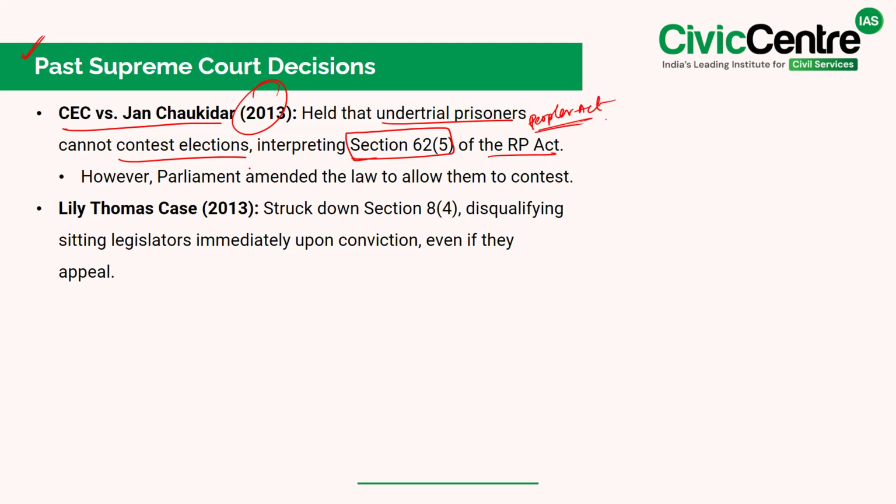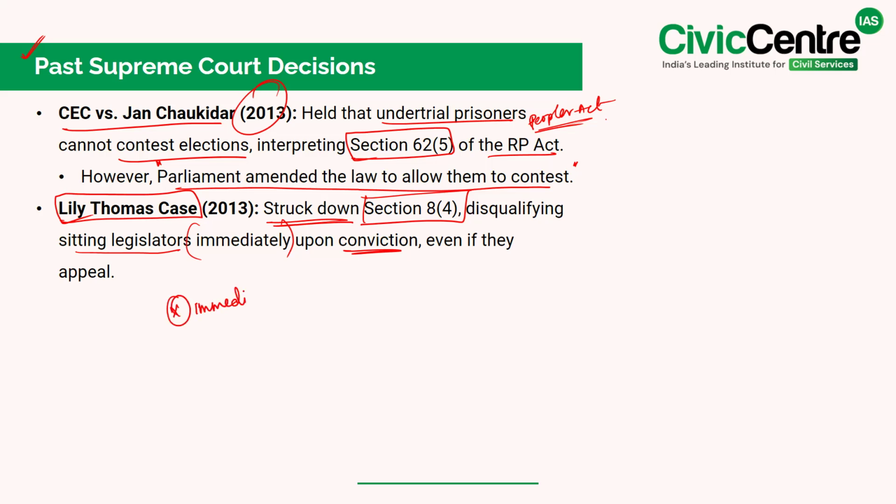However, to counter this ruling, Parliament later amended the law allowing under trial prisoners to contest elections despite being in custody. And also, in the Lily Thomas case in the year 2013, the Supreme Court struck down Section 8 Clause 4 of the Representation of the People Act 1951, which had previously allowed sitting legislators to continue in office even after being convicted as long as they filed an appeal. Following this ruling, legislators are now disqualified immediately upon conviction irrespective of their appeal status.